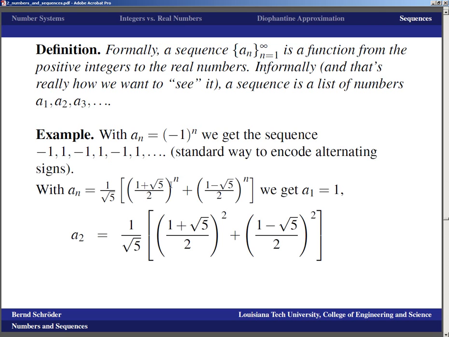If I set a_n equal to this thing, and we will see where this sequence comes from when we talk about Fibonacci numbers, if I set a_n to be 1 over root 5 times big parenthesis ((1 plus root 5) over 2) to the n plus ((1 minus root 5) over 2) to the n, big parenthesis closes, I get a1 equals 1. And a1 equals 1 sounds okay, because when n is equal to 1, what do I get here? The plus root 5 and the minus root 5 cancel each other out.